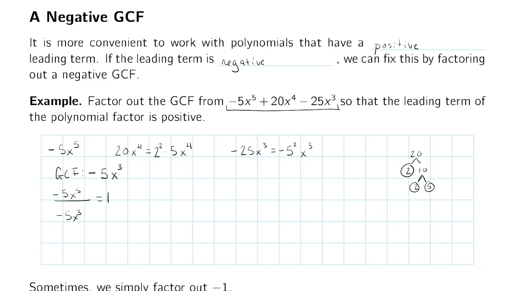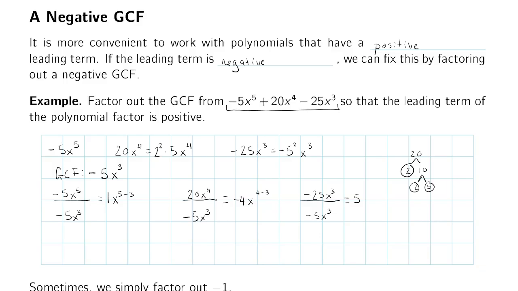Negative 5 divided by negative 5 is just 1. And then we have x to the power 5 minus 3. 20x to the fourth divided by negative 5x to the third. 20 divided by negative 5 is negative 4. x to the fourth divided by x to the third is x to the 4 minus 3. And finally, negative 25x to the third divided by negative 5x to the third. Negative 25 divided by negative 5 is positive 5. x to the third divided by x to the third is just 1.